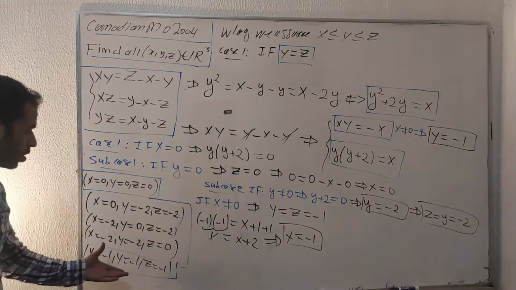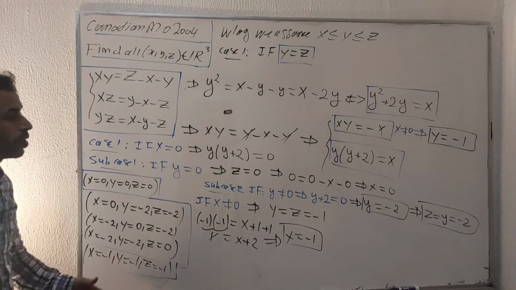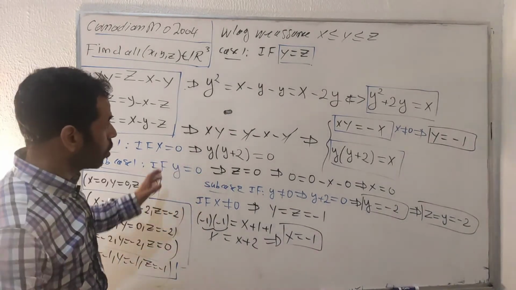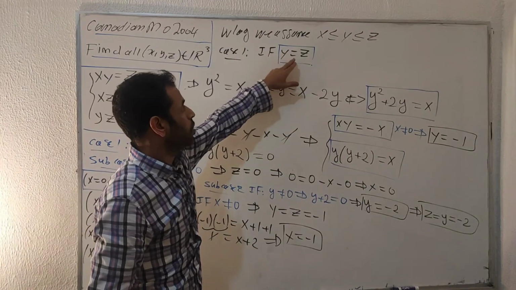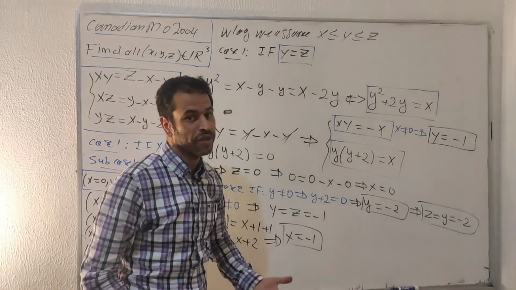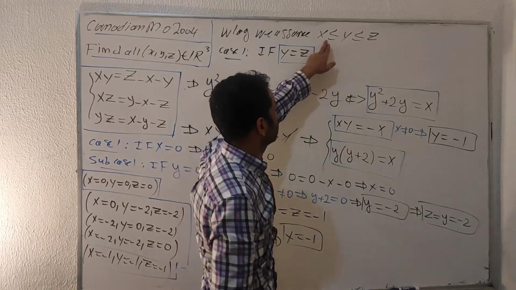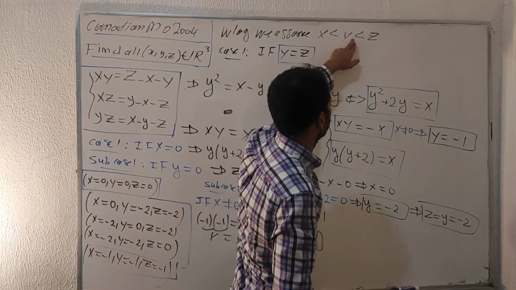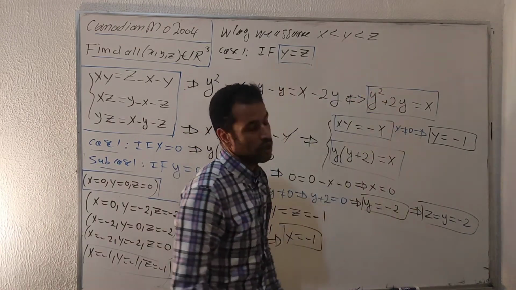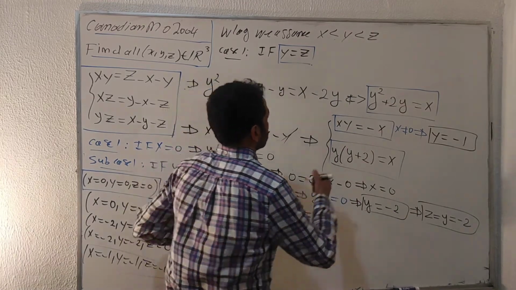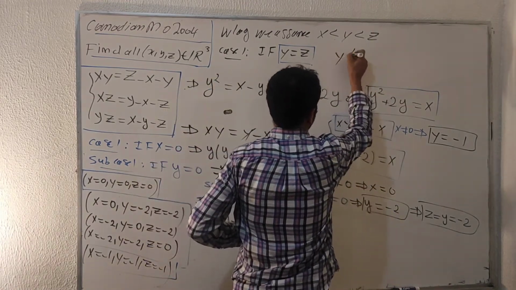Recently we found 5 pairs of the solution. Now this is all happening if y equals z. What about if y is different than z? If y is different than z, we are going to take this inequality, leave it strict inequality. So we are going to use this fact, y is strictly inferior than z.